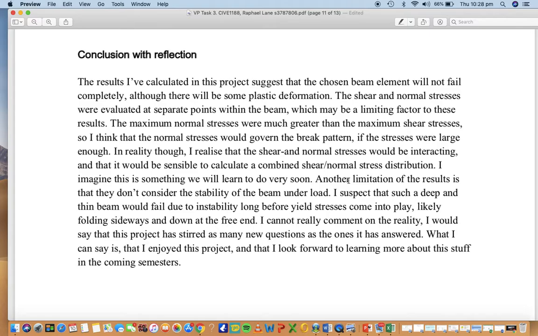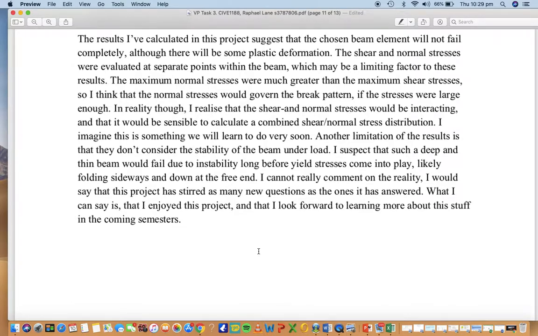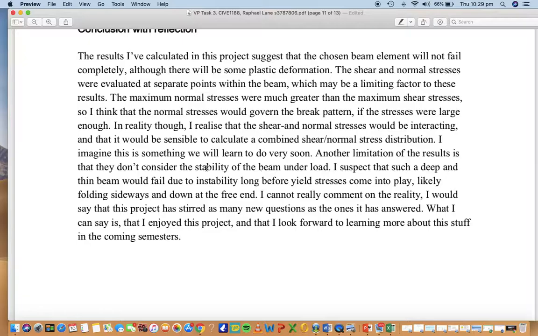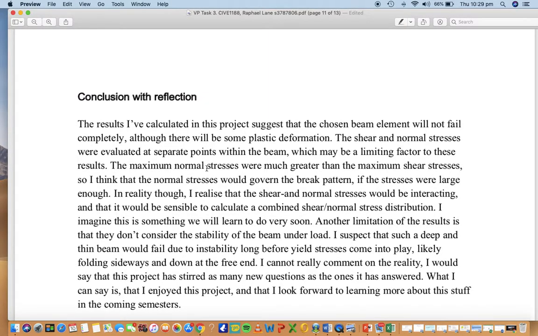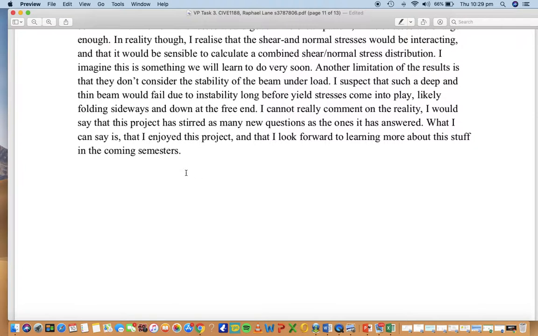Anyway, in conclusion, it was an enjoyable task. I learned a lot. I realized that there are some limitations because stability wasn't accounted for, and also the combined shear and normal stresses weren't accounted for. So the reality would probably be a little bit different, but anyway, I think we'll probably be learning more about this soon, and I'm looking forward to it.